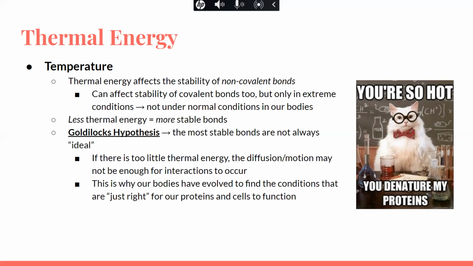Sometimes if there's too little thermal energy, the diffusion and motion in the environment may not be enough for interaction to occur, and that sometimes can't be good for the cell. So don't always think that more stable is good. Think of how our bodies have evolved to find conditions that are just right for our proteins and cells to function.